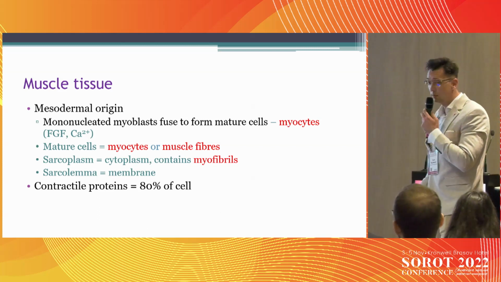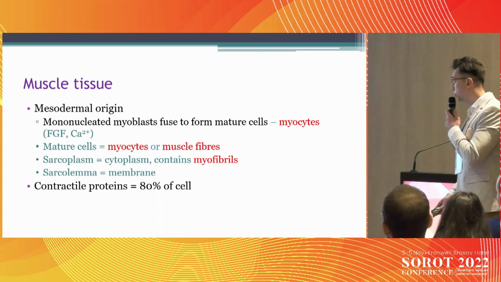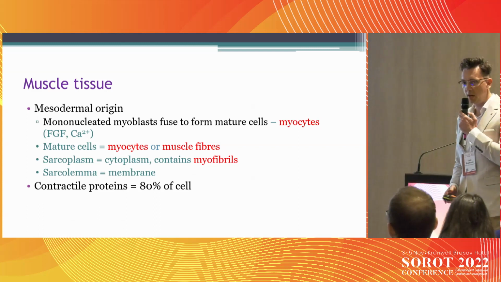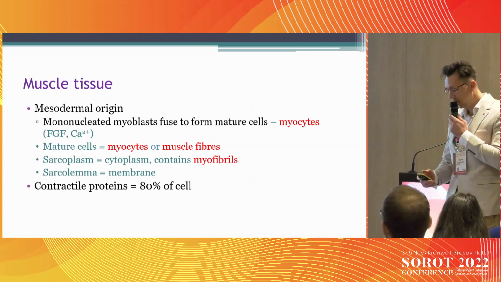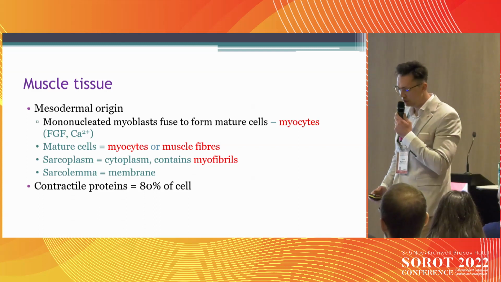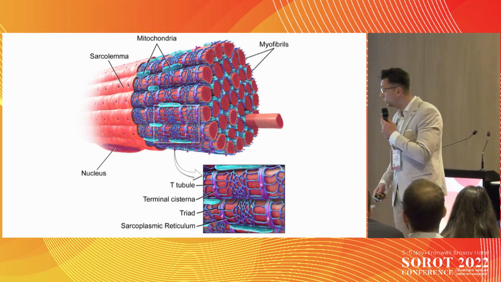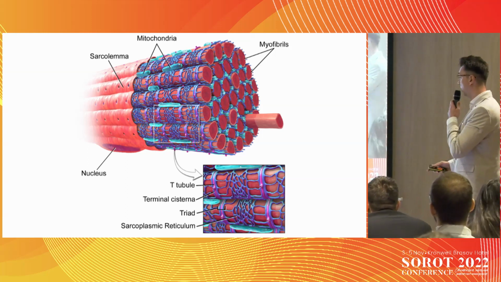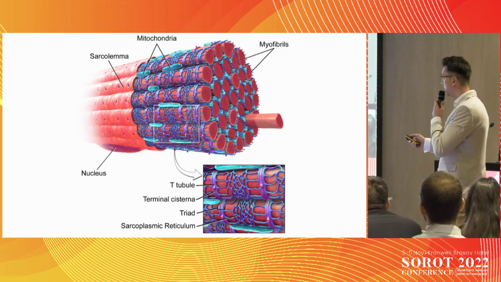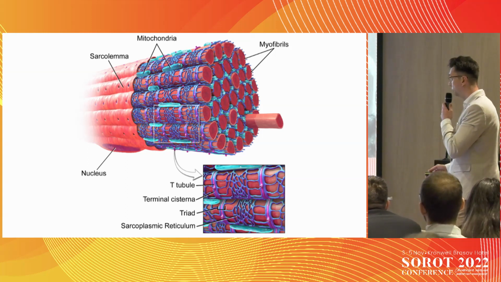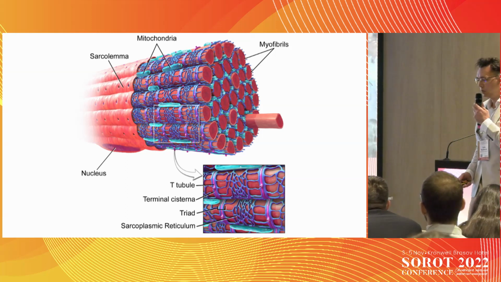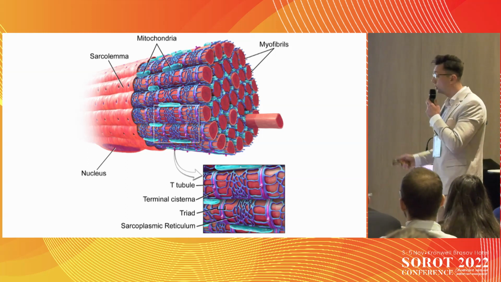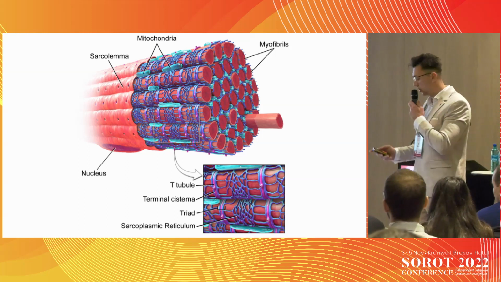Of mesodermal origin, mononucleated myoblasts fuse to form the myocytes. Myocytes, or muscle fibers, are built by the sarcoplasm and the sarcolemma, and they contain about 80% contractile protein. In this picture, we can see the myofibers, which build the bundles, and the bundles are fused to form the fascicles and the muscle. We also see here the T-tubules, which connect the sarcoplasmic reticulum, which contains the calcium, which is important for muscle contraction.